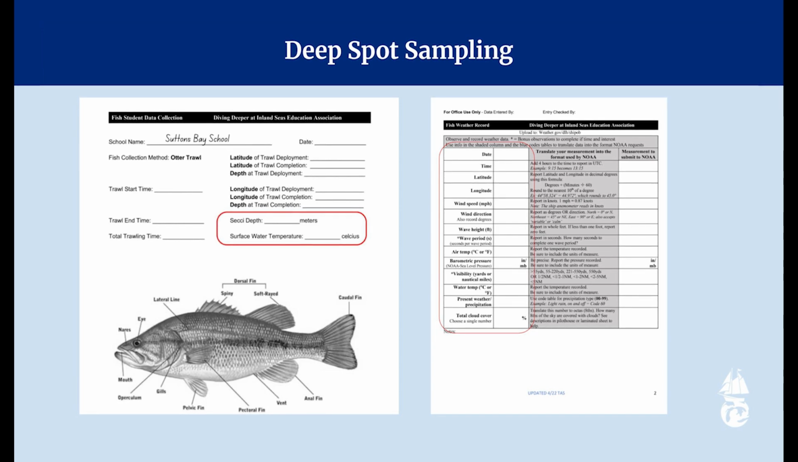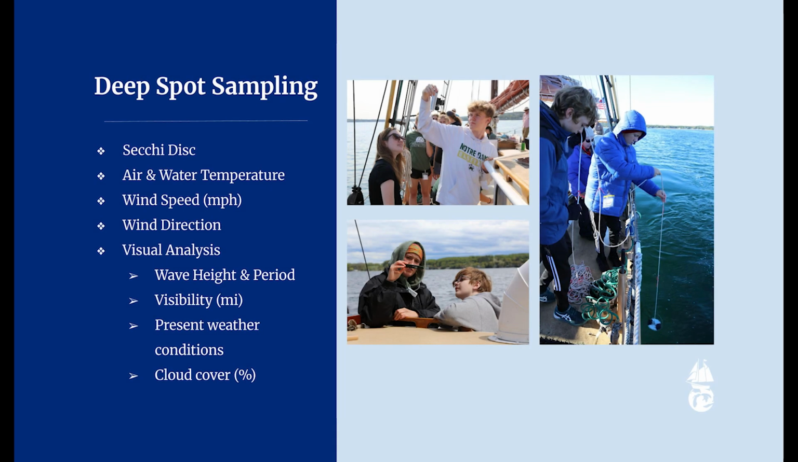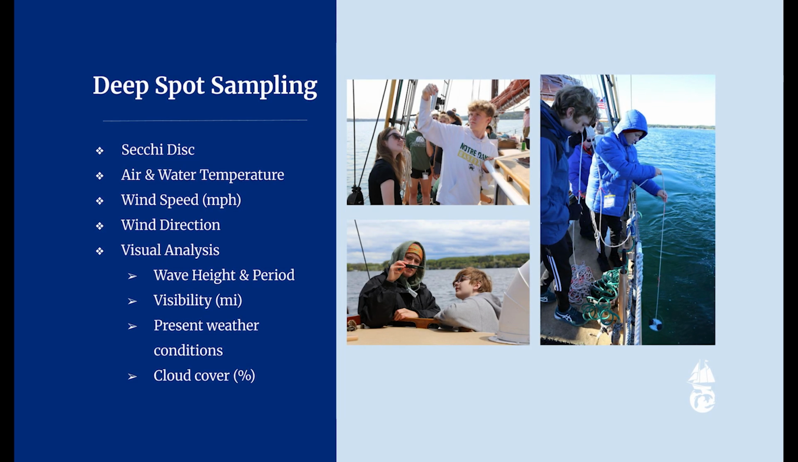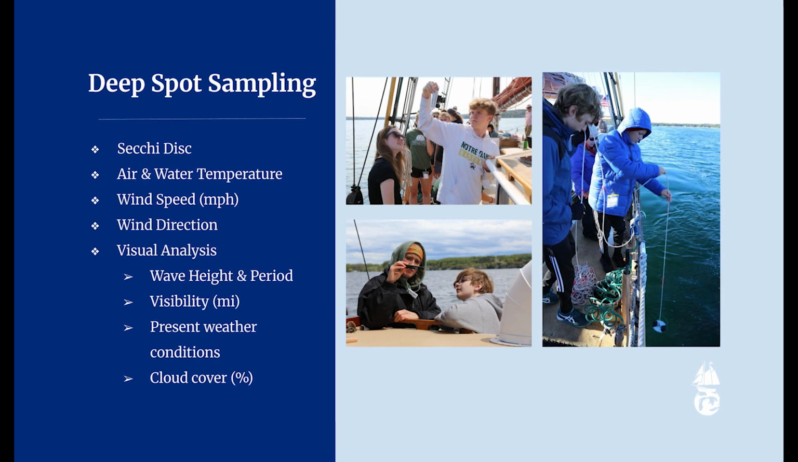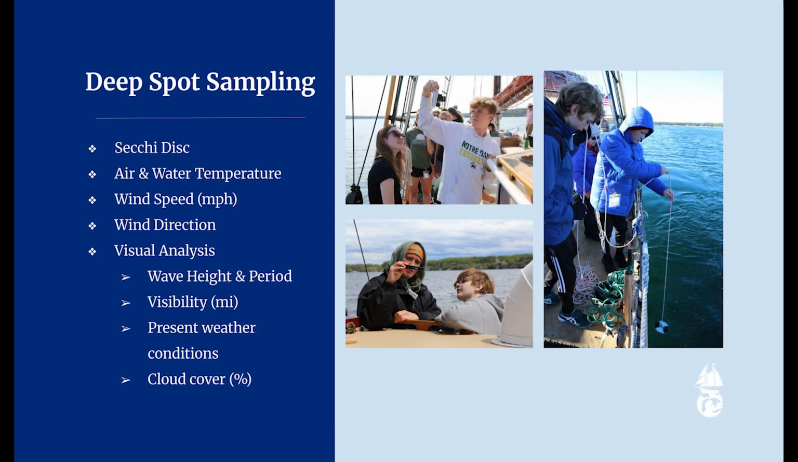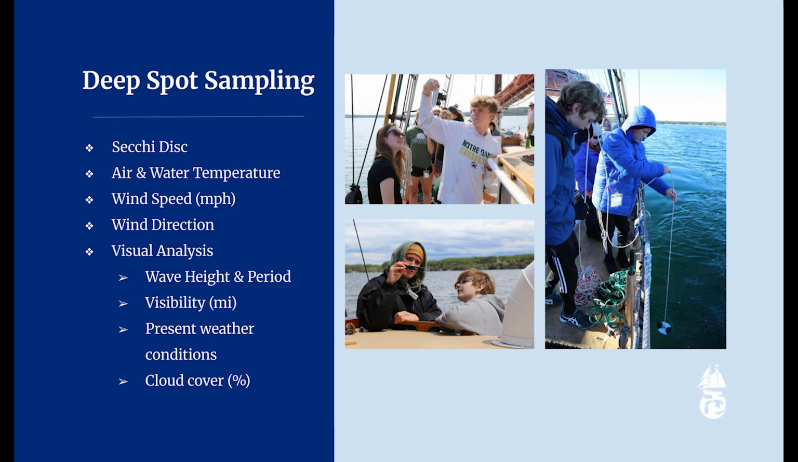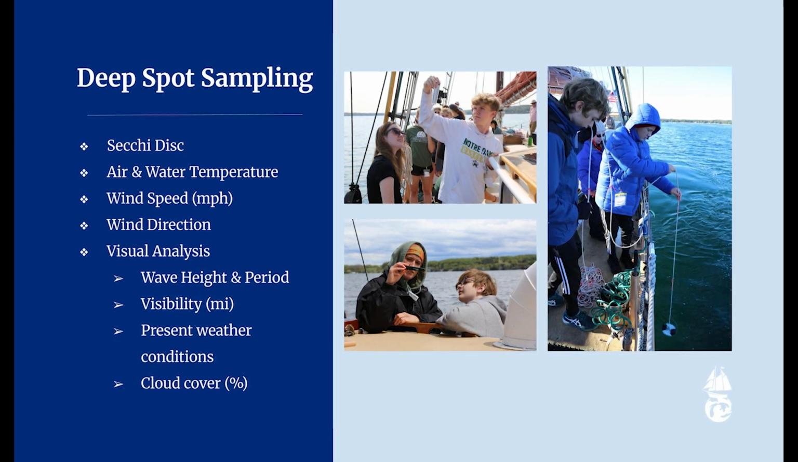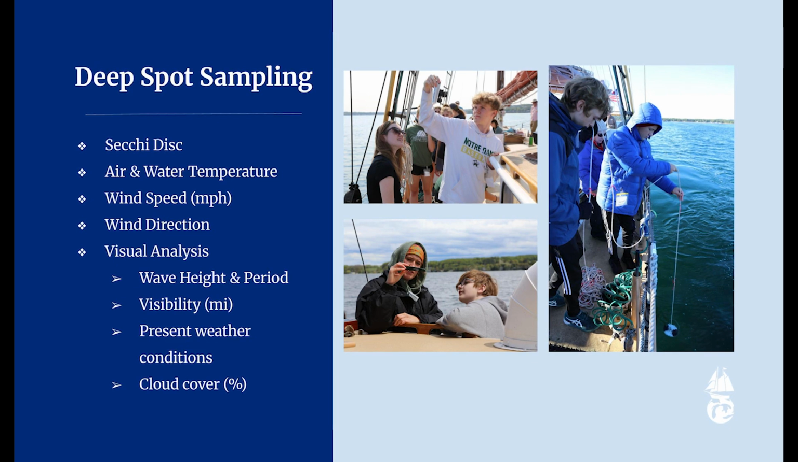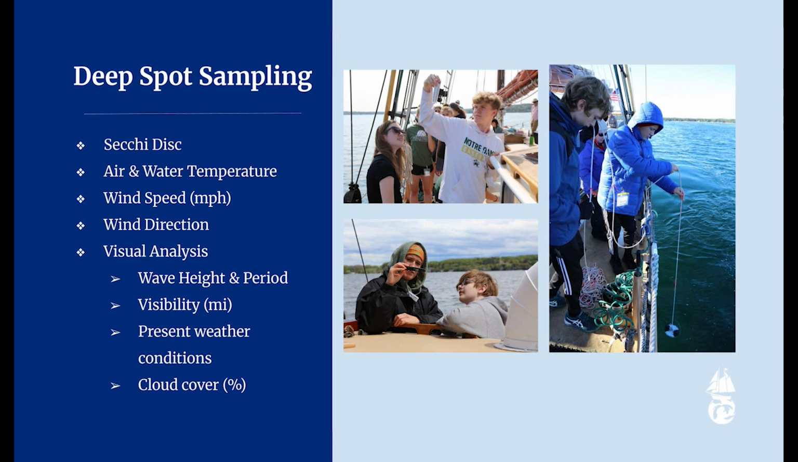Pages 1 and 2 of the student worksheet list all the weather variables students should collect. At their station, the students will measure water clarity with a Secchi disc, measure wind speed with an anemometer, and measure air temperature and surface water temperature with a thermometer. Students will also use visual analysis to calculate wave height, wave period, cloud coverage, current visibility, and current precipitation. Encourage your students to take their best estimate with these. We don't need to be exact, but everyone should agree.